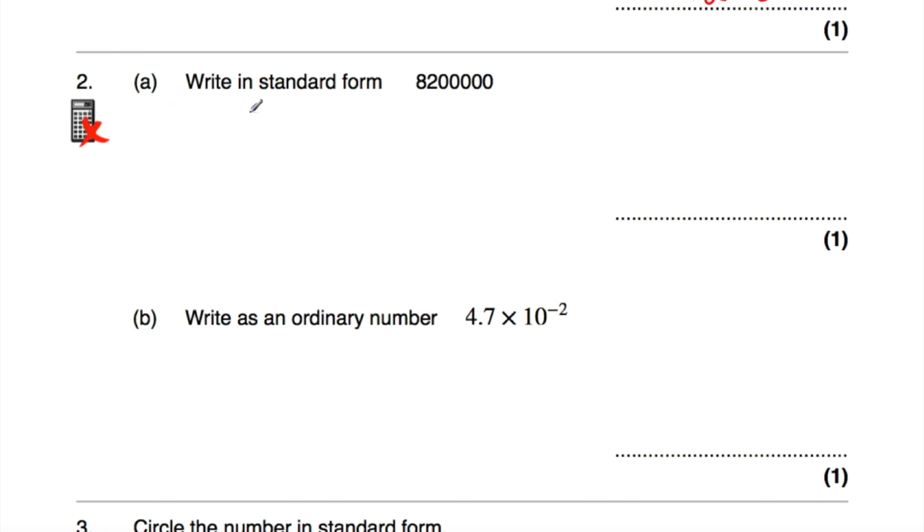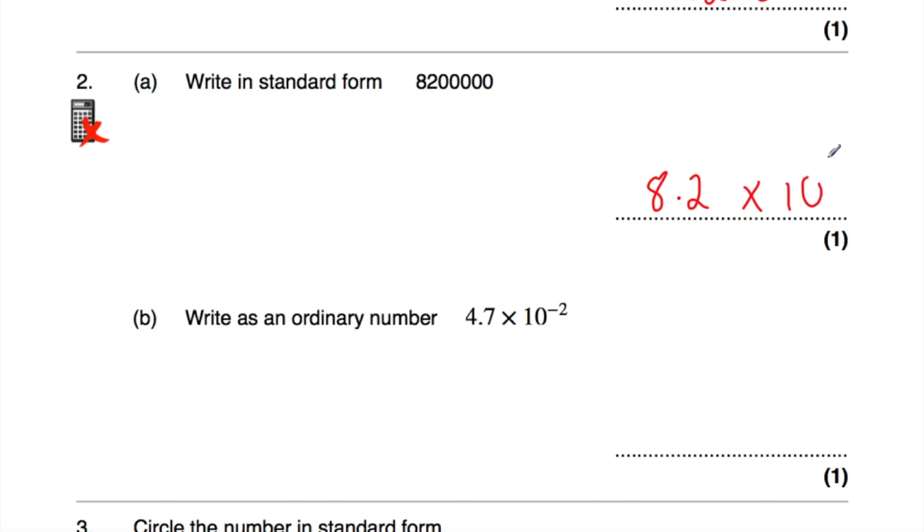Question number 2a says to write in standard form, and we've got this number. Let's just have a look at it. If I put commas in, I'll put a comma there and a comma there. So we've got 8,200,000. We've been asked to write 8,200,000 in standard form. In terms of a number between 1 and 10, I'm going to choose 8.2, and then we're going to have times 10 to the power of.